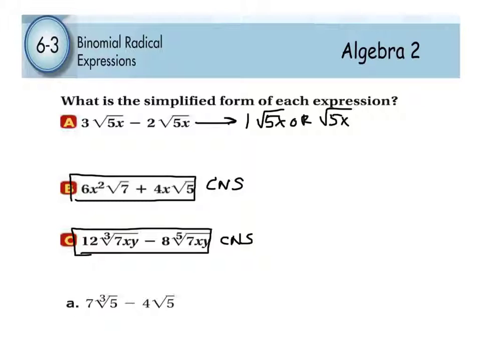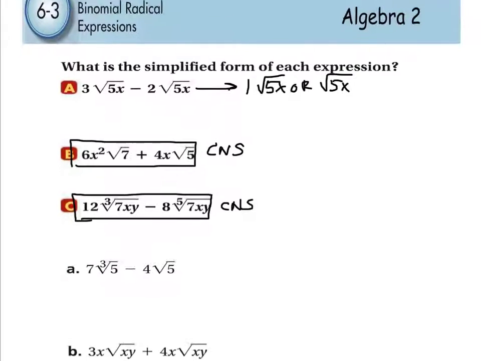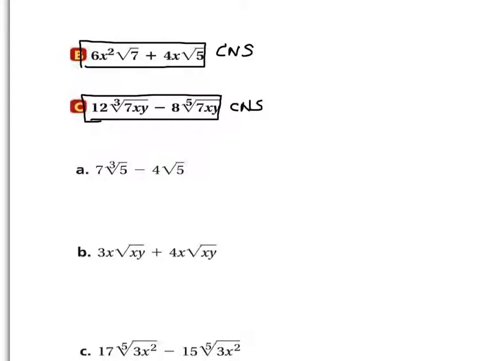Okay? Next one. 7 times the cube root of 5 minus 4 times the square root of 5. Well, as you look at this, this is a cube root of 5 and a square root of 5. These indexes are not the same. I cannot simplify this. This is my final answer.